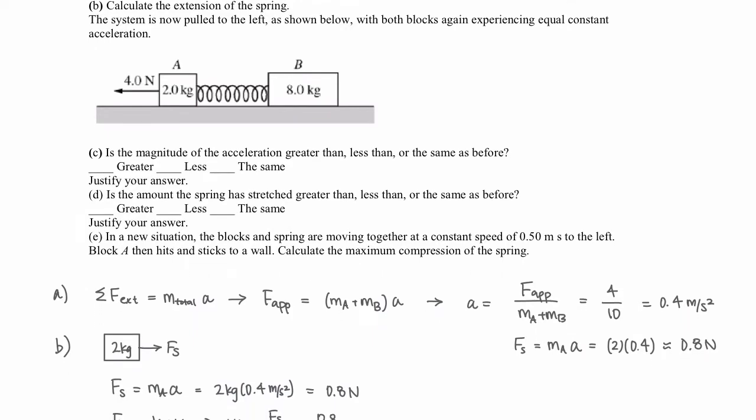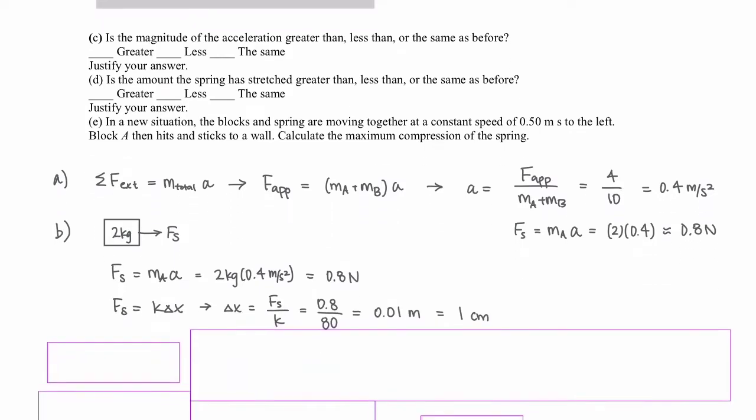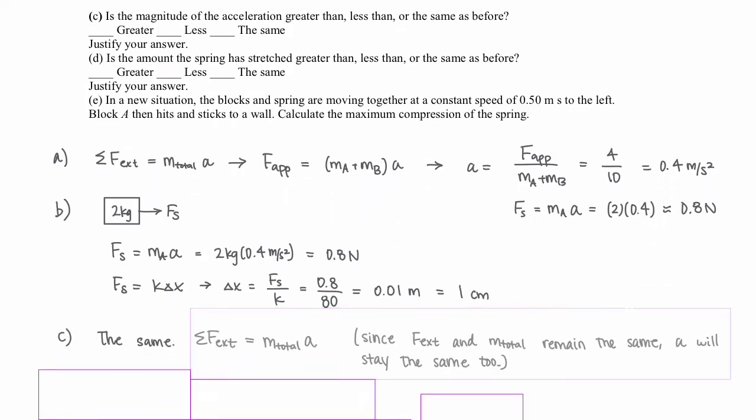Well, the way we calculated acceleration was the external force divided by the total mass. And because the external force is still 4 and the total mass hasn't changed, the acceleration is also going to be the same. So we can say that it will be the same because acceleration is external force divided by the mass, and because neither of those two variables changed, we will have the same acceleration. Technically, we could say that the acceleration is negative but of the same magnitude, but they're really looking for the magnitude, so the magnitude is going to be the same.